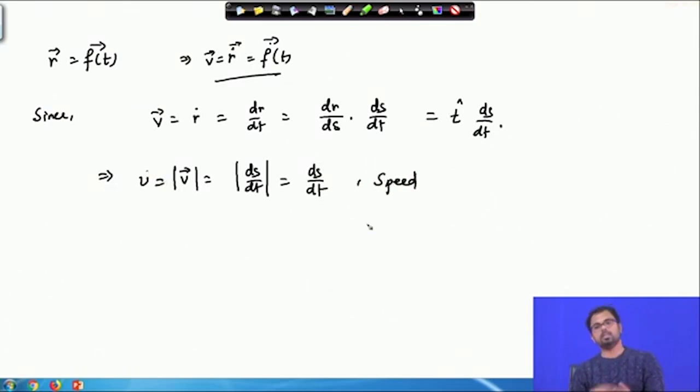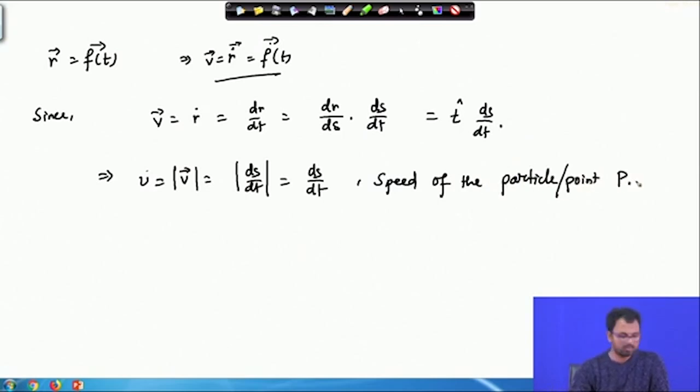So, as we were saying, speed is a scalar quantity. So, the magnitude of v will give us the speed of the particle p along that curve, and that can also be given by ds dt. So, differentiation of the arc length with respect to t will give you the speed, that is, how fast that point p is moving along the arc length of the curve. So, speed of the particle or point, both are the same in this context, at the point P. All right. So, this is our velocity, this is our speed, and now we can define our acceleration.